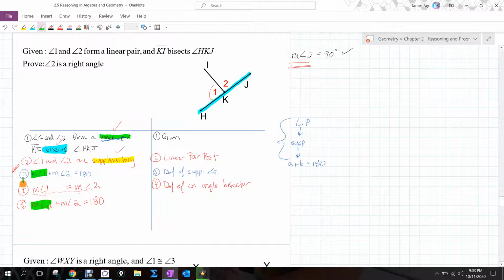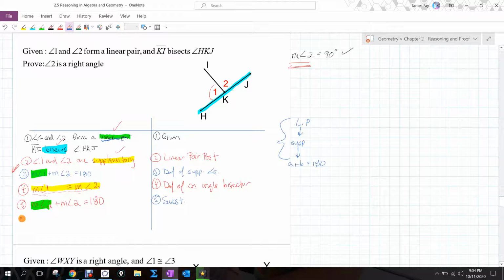I told you 3 and 5 were going to be the same thing, and all I did is I took this green thing here and replaced it with that green thing. And why can I do that? Because right there we were found out through the bisects term that they were the same. So if they're the same, I can replace one with the other anytime I want to. And that's substitution.